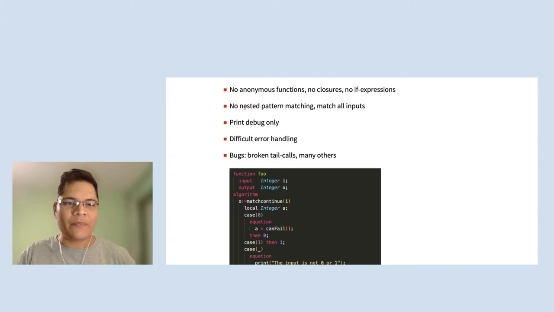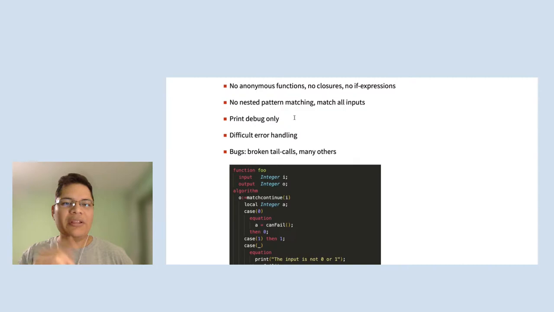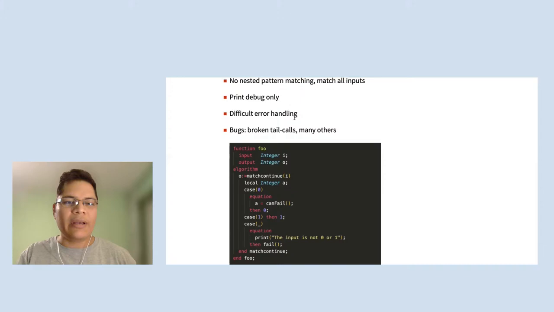The next disadvantage was that we had only print debugging. So when we were trying to find an error in the code, you would add some print statements. Then you recompile, which is a slow process. Then you run, and then you find your error. The next thing that was quite a challenge was the error handling. And there were also some bugs.